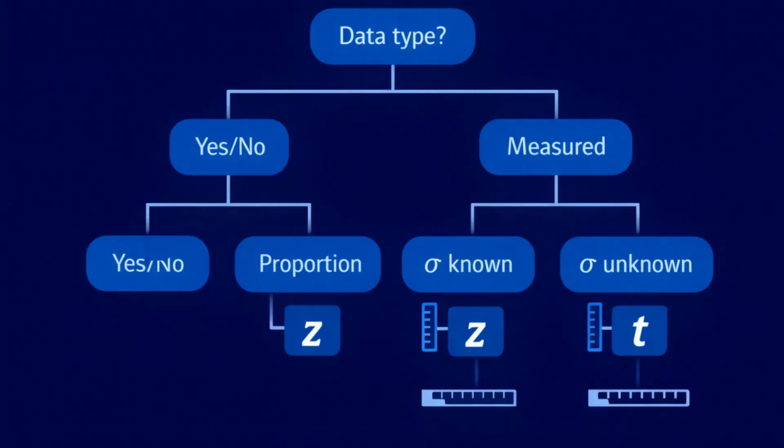A simple rule to remember is this. Yes or no data lead to a proportion test with a Z statistic. Measured data lead to a mean test. For mean tests, known population standard deviation leads to Z. Unknown population standard deviation leads to T. The only difference between Z and T for means is whether variability is known exactly or estimated from the sample.